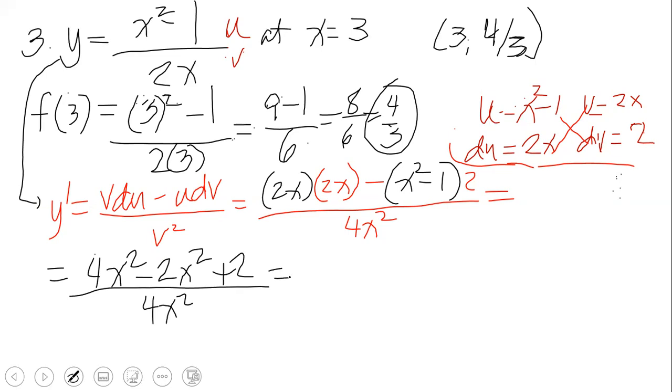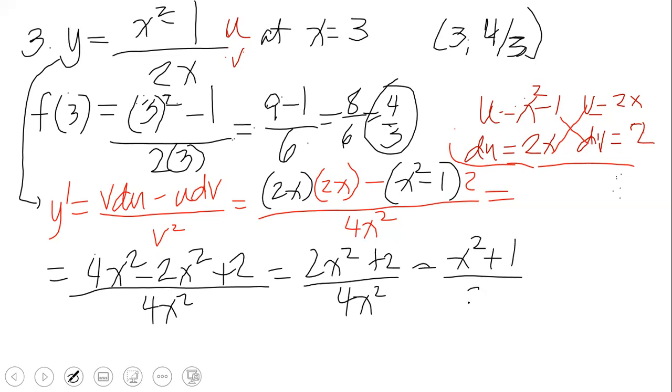So, simplify na natin all terms. That will become 2x squared plus 2 over 4x squared. So, this time, since both terms are divisible by 2, it will become x squared plus 1 over 2x squared. Pero we're not yet done kasi kailangan natin makuha yung slope of the tangent line. So, which is the first derivative.